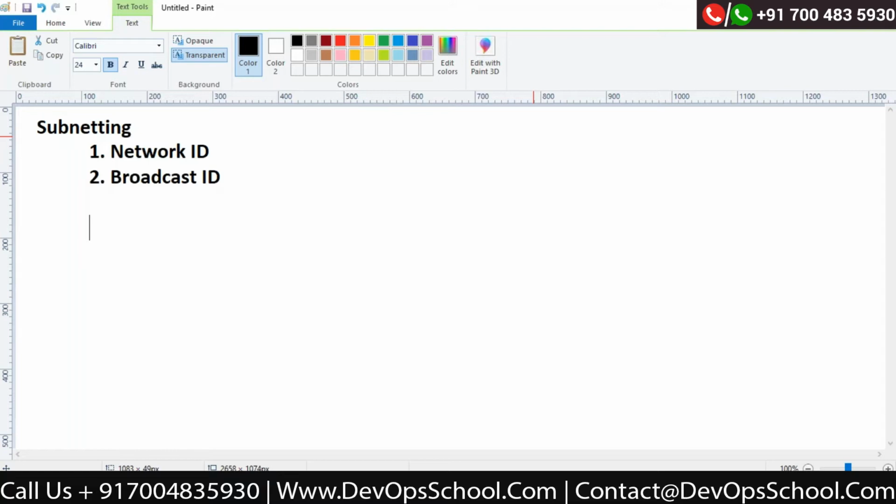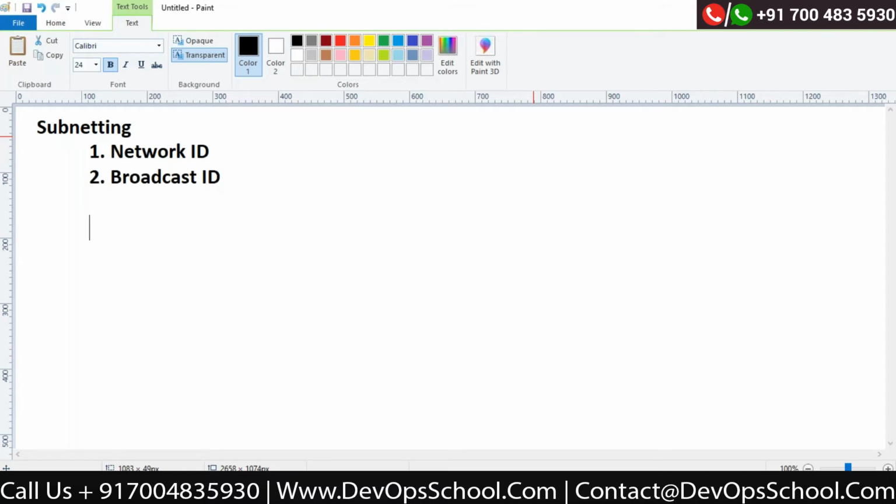Broadcast ID means a unique number which we can use to broadcast data to that entire network. I cannot do the broadcasting to one computer after another. I will send the broadcast message to one single IP address. That would be considered a broadcast ID, and it will broadcast that entire message to all the devices within that network. So every network should have one network ID and one broadcast ID, correct?